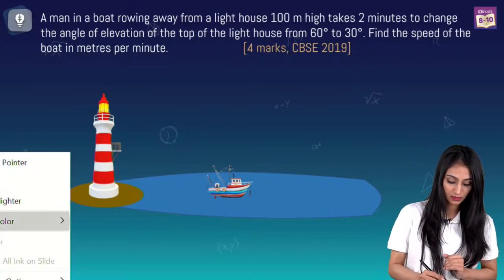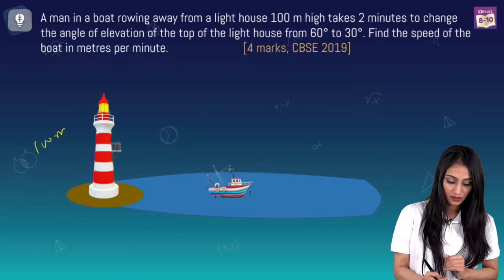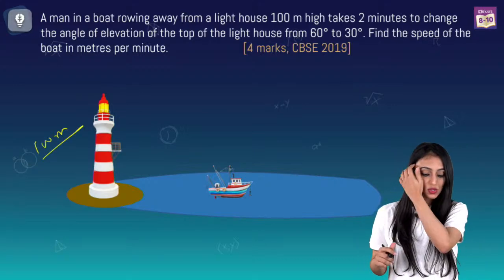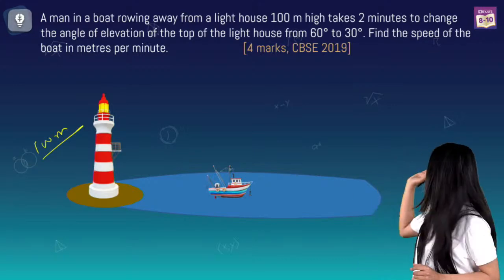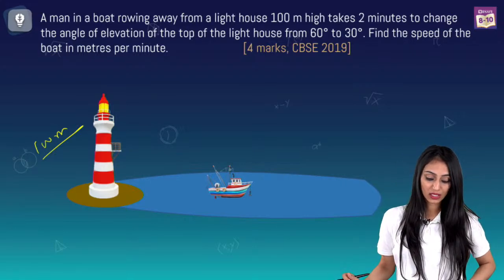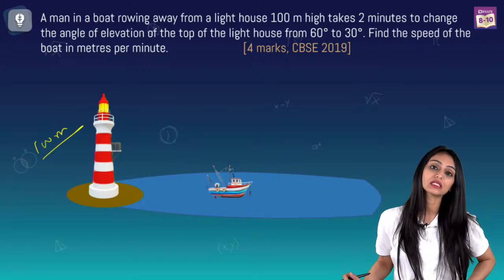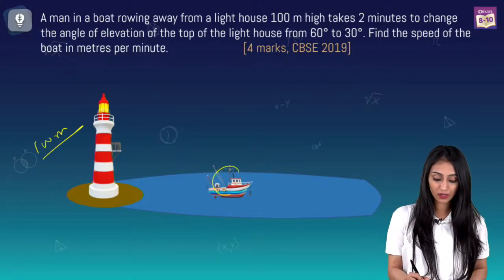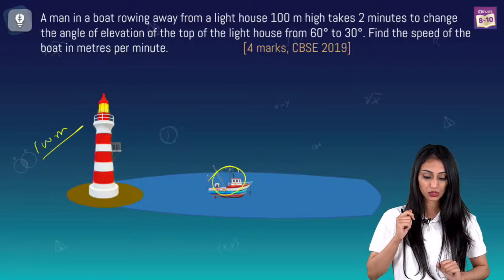Let's change the color. The lighthouse is 100 meters high, right? A man is rowing in this boat that you can see on the screen. It takes him 2 minutes to change the angle of elevation of the top of the lighthouse from 60 degrees to 30 degrees. So the man is here, looking at the top of the lighthouse.